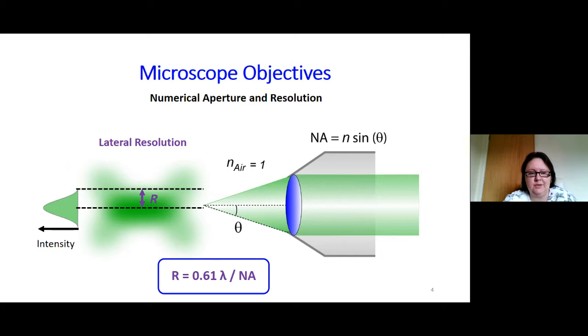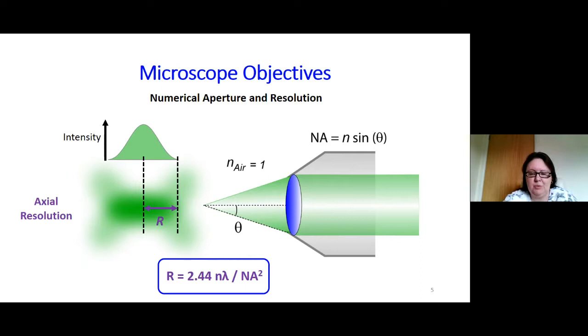So the lateral resolution was given by this formula at the bottom, so it's 0.61 lambda over NA. Now if we look at the axial resolution, we have here 2.44 n lambda over NA squared. As I said before, these equations do vary slightly, depending on how you define the size of this spot. Often you'll see that 2.44 could actually be 2 for this scaling factor. So this is the answer to the first question.